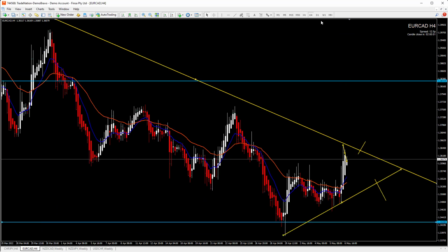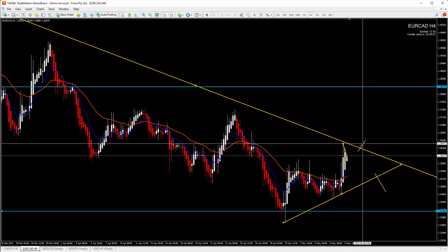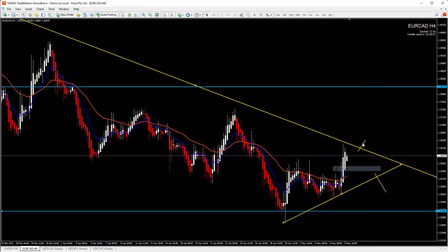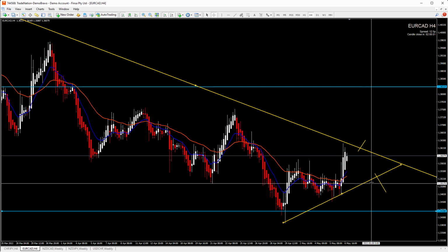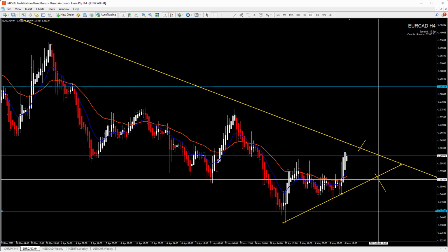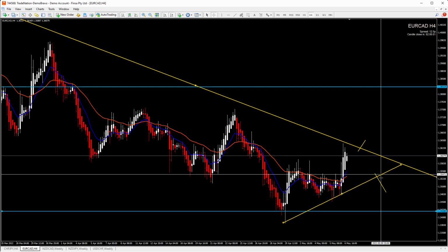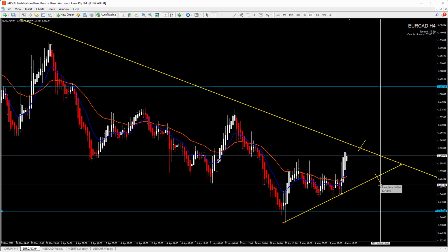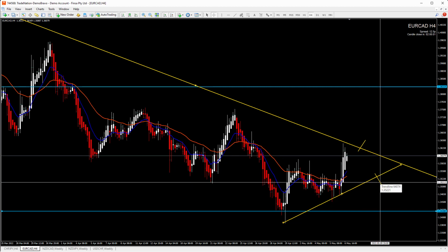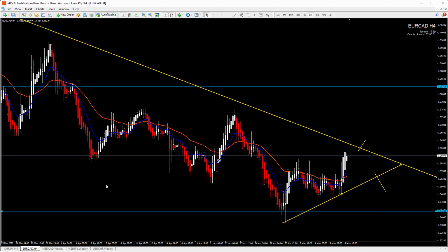If you want a long-term perspective, of course, you have to wait for the breakout of this. But here, if you try to sell, keep in mind that you have to do this on the 15-minute chart or on the 5-minute chart, because it's too late to do it on the 1 hour chart or 4-hour chart.